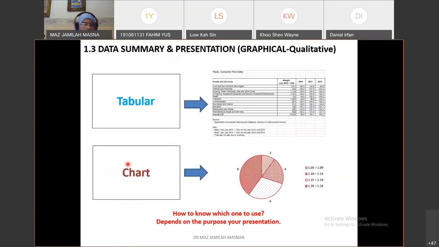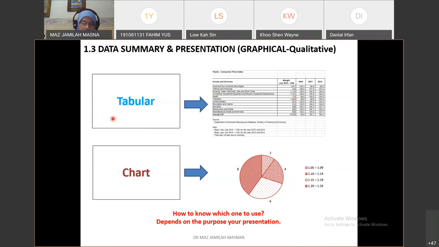Okay. Now, before we go into the graphical part per se, we start with the two representations of your data. Okay. You may represent your data in terms of tabular form, or you can have them in terms of charts. What is tabular form? Maybe some of you may not know. Tabular form is referring to the table format of your data. So this is a tabular form of data. And charts could be any variety of chart. Okay, we will look at different types of charts to represent your data.